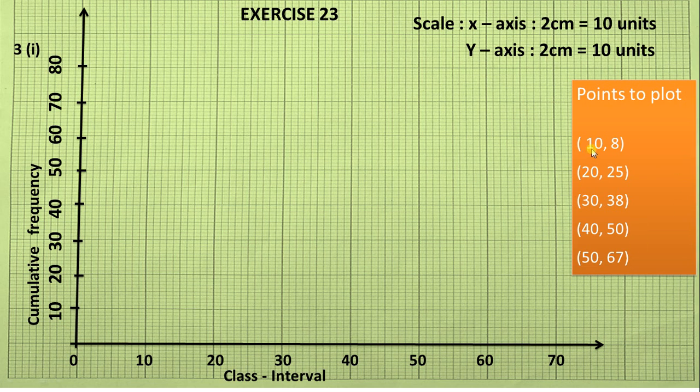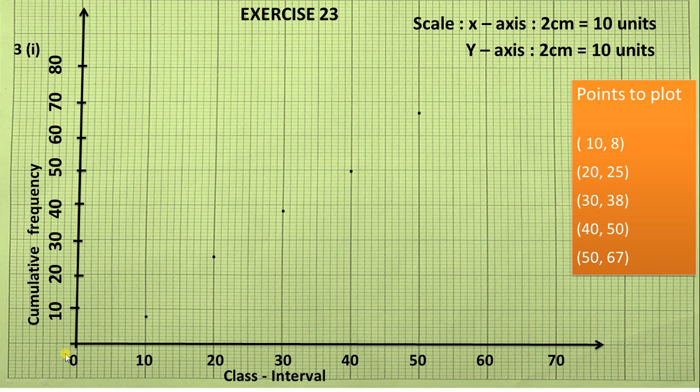The first one, 10, 8. Here we have 10 and it is 8. Next, 20, 25. 20 in the x-axis, 25 in the y-axis. 30, 38. 30 is in the x-axis, 38 is just 2 lines below 40. Next, 40, 50. 50, 67. So here we have marked.